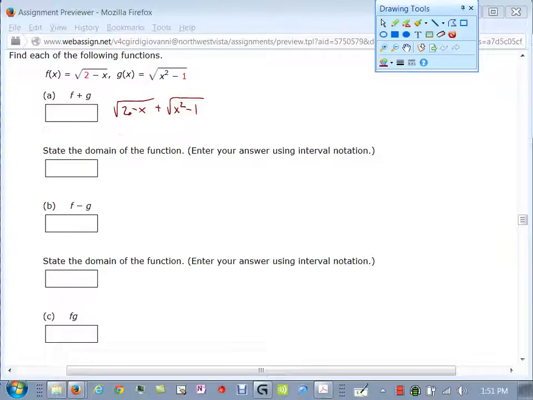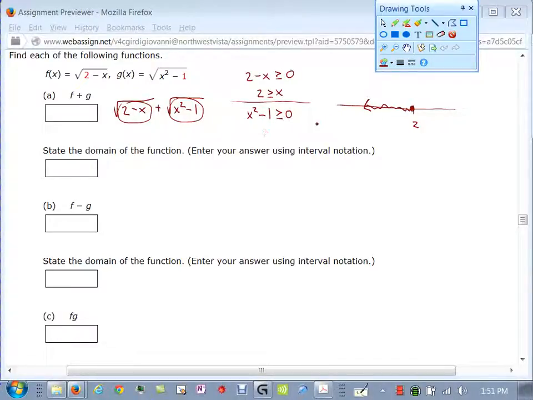The domain of the function, well, we've got to make sure that both of these are never negative numbers. So I need 2 minus x to be greater than or equal to 0, which means 2 is greater than or equal to x by adding x on both sides. So on a number line, here's 2. x can be 2, and x can be anything to the left of 2. And then the other one I have to look at is the x squared minus 1. That must be greater than or equal to 0.